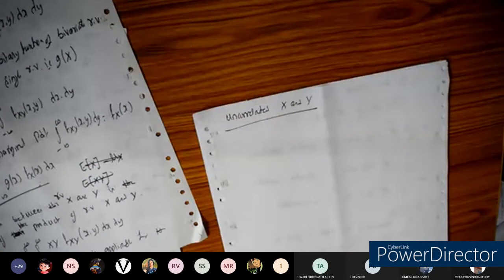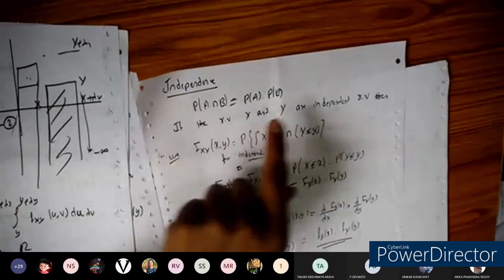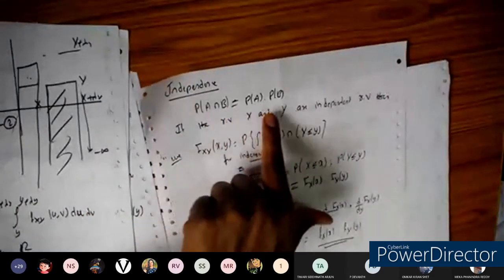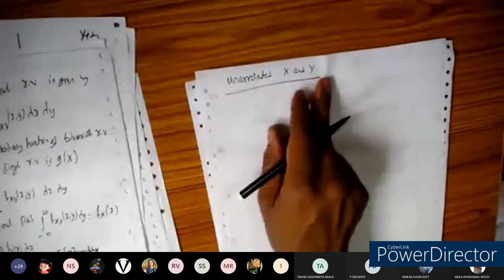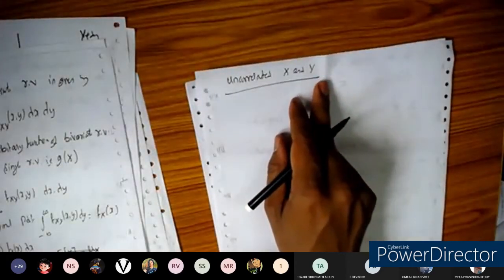For the uncorrelated case, we are seeing independence. For statistically independent events, the occurrence of one event does not depend on the other event. The probability of A intersection B will be equal to the probability of A into the probability of B. That is what you are going to call uncorrelated, and the same concept is applicable here.